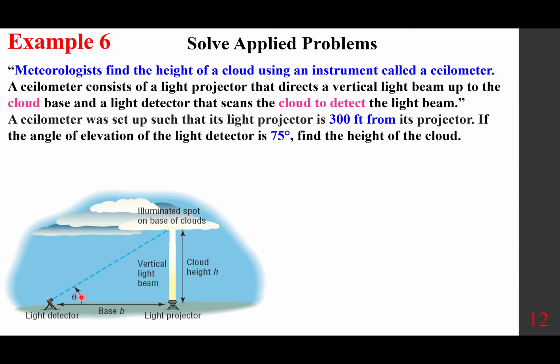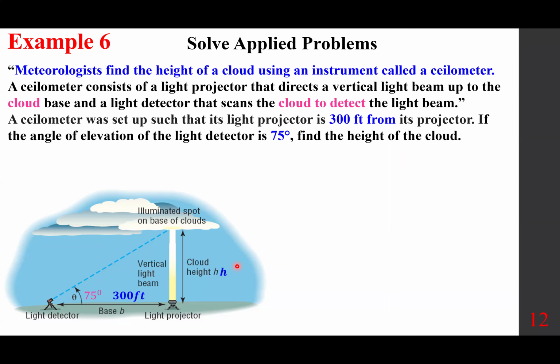If the angle of elevation of the light detector is 75 degrees. So the light detector reads 75 degrees. Find the height of the cloud. So again, take a look at the concept. This is the distance of 300 feet. This is the angle of 75 degrees. And this is the height we are looking for.